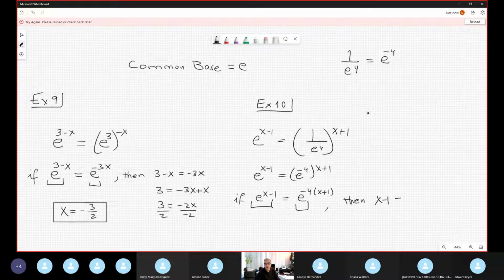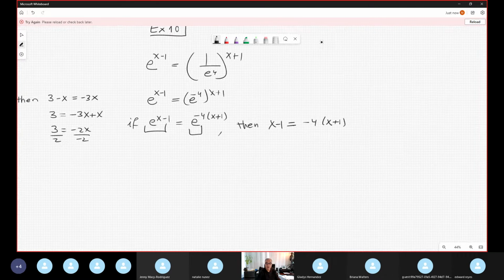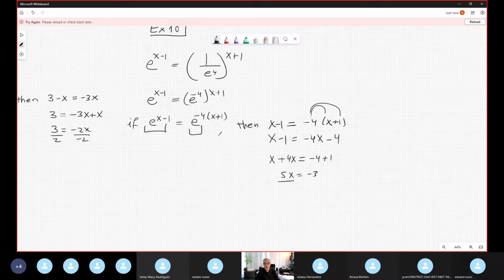x minus 1 equals minus 4 times x plus 1. Linear equation, super easy, no problem. Apply the distributive property here. x minus 1 is equal to minus 4x minus 4. Okay, now ready. Well, I propose, for example, this x stays here, and the plus 4x, I move to the left. On the right-hand side, I have negative 4 plus 1. This is 5, and this is negative 3. Divided by 5 on both sides. Yes, x is equal to minus 3 over 5.